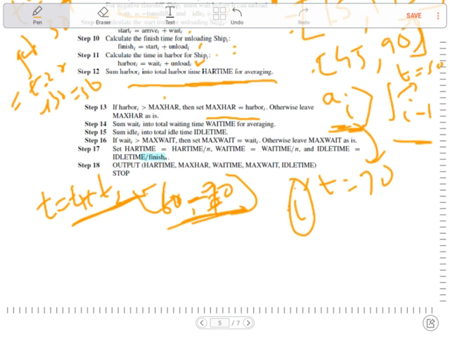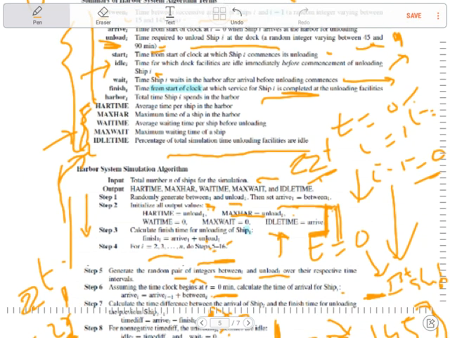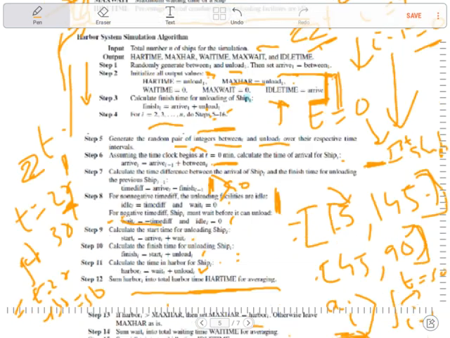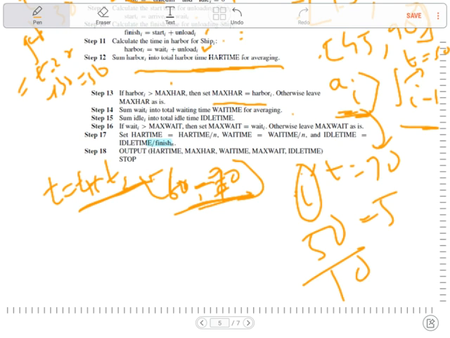See, if wait I, that is, the ship I is waiting for this amount of time wait I, if it is greater than max wait, what was max wait? Initially it depended on ship 1 itself, but ship 1 didn't wait at all, so max wait was 0. So now for any ship I, if it is waiting for some time, then whichever is the greatest, you have to put it here.